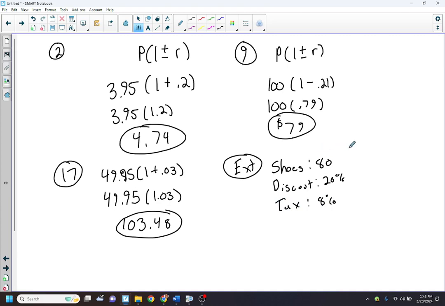So first thing you have to do is discount it, because you're only paying out of pocket. You basically do the problem twice. Because the first thing is discount, I'm going to minus 0.2 over here. So 80 times 0.8. This would be $64.